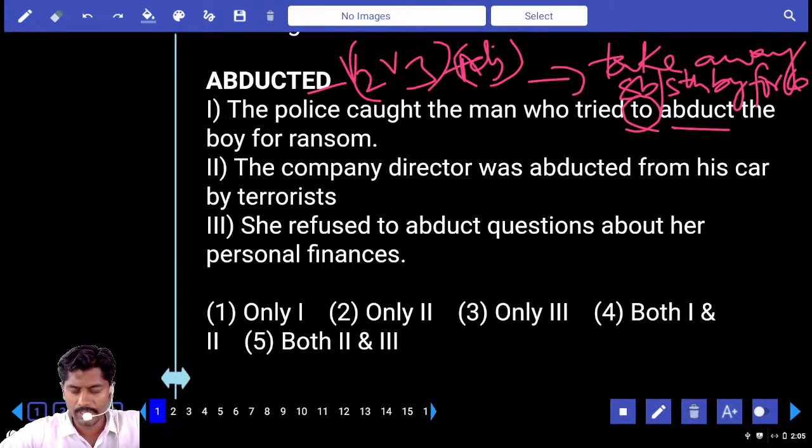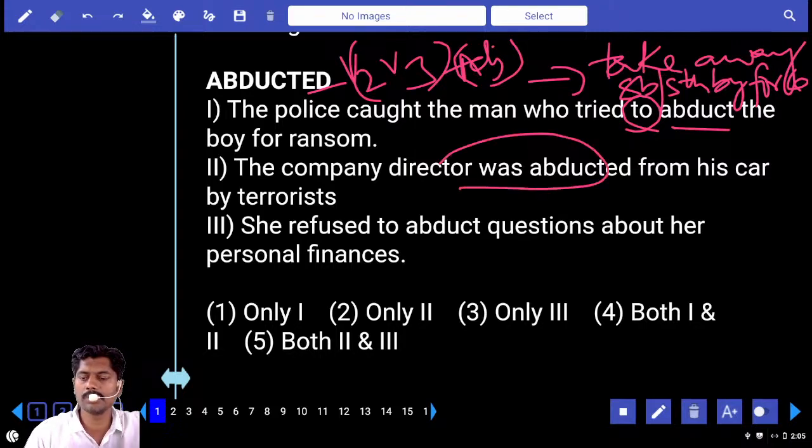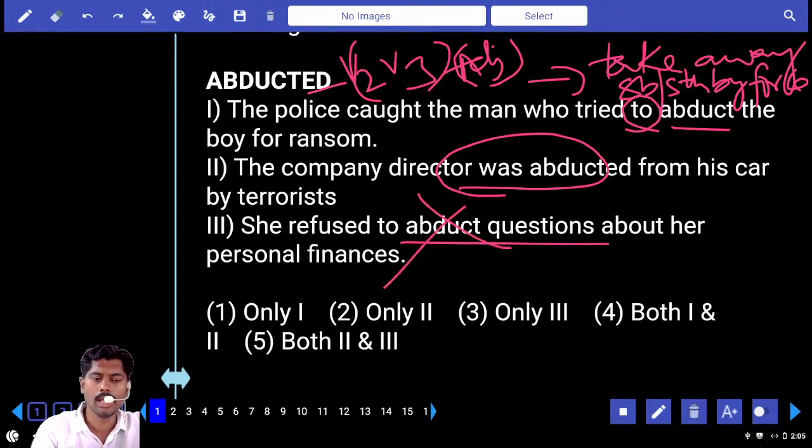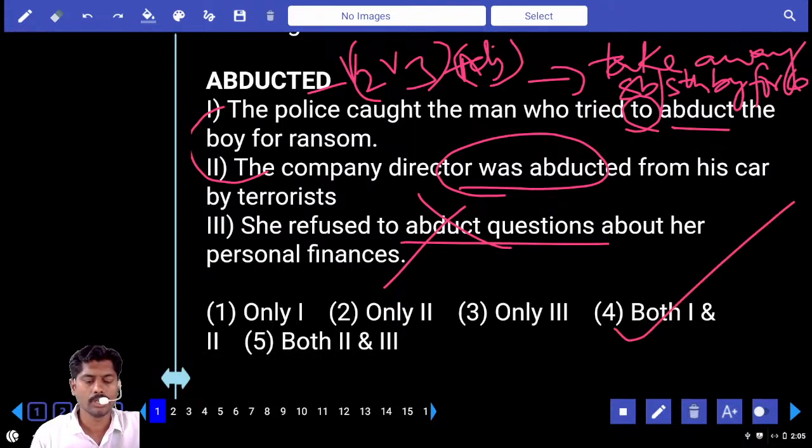The company director was abducted from his car by terrorists. Yes. She refused to abduct questions. Can we kidnap the questions? No, this is wrong. Answer 1 or 2. Do we have a 1, 2 option? Take the fourth option.